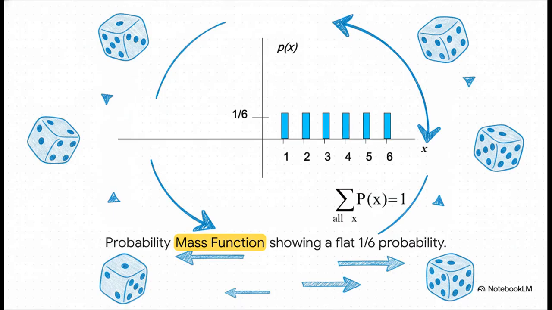Focusing strictly on those countable discrete variables for a second, let's look at rolling a standard 6-sided die. Because rolling a 1 through 6 are all equally likely outcomes, a probability mass function maps this out as a perfectly flat line. Every single outcome has exactly a 1 in 6 chance. And crucially, if you sum all those individual probabilities together, they have to equal exactly 1, no exceptions.